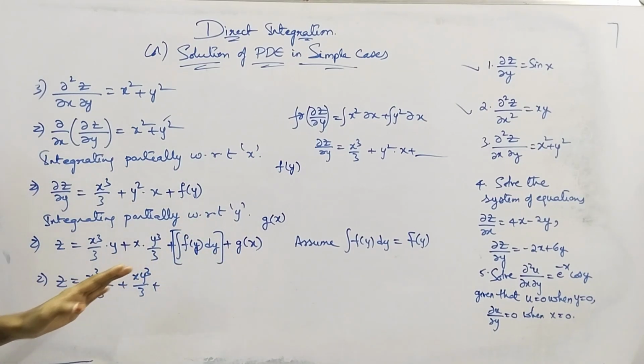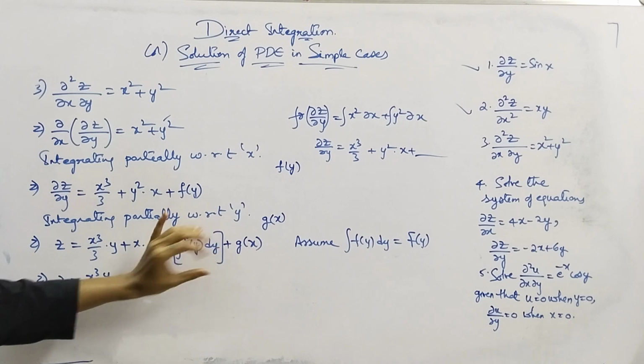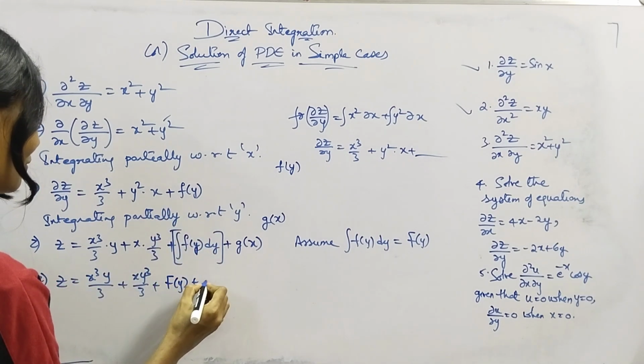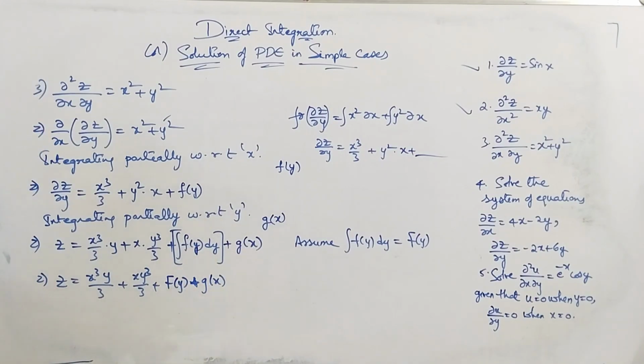We can't, it will look odd to show in the final answer. So what we'll do is, we'll just do some manipulation. We'll just write this as f of y so that it looks good. F of y is nothing but integral f of y dy, where f of y and g of x are arbitrary constants here.